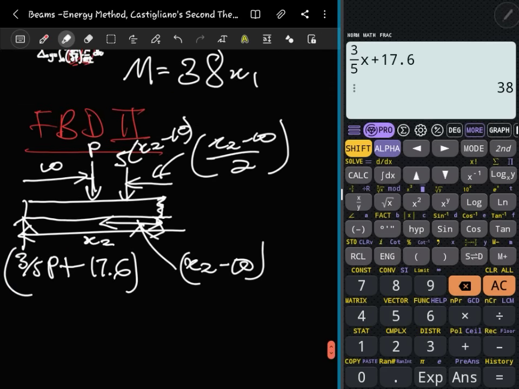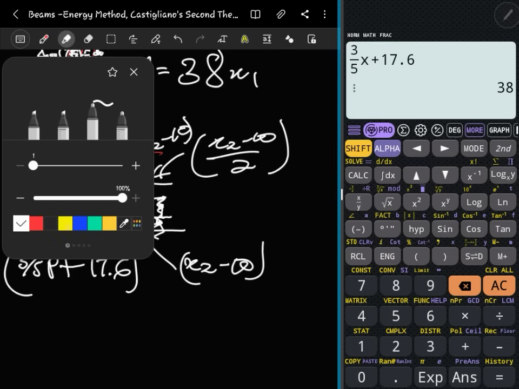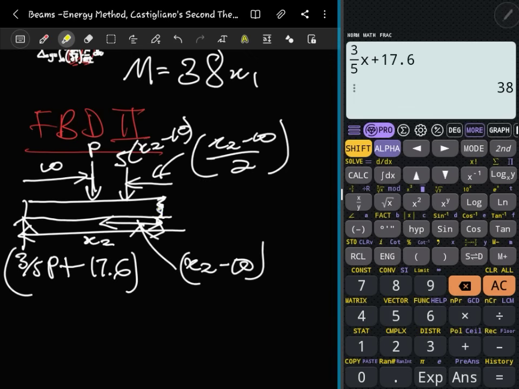And because we've sectioned up to this point, over here, we have our shear, and now we have our moment. So now we are taking the moment about O.